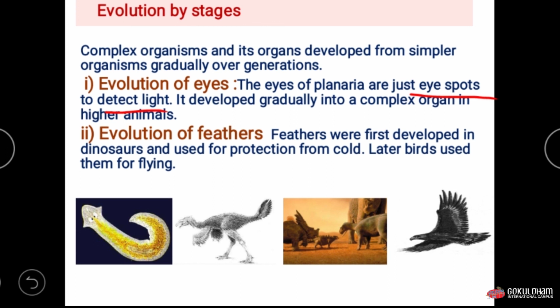We can see the higher animals having well developed eyes, and certain animals can also sense and see infrared and visible light, whereas planaria can only detect the light, which evolved later gradually, generation by generation, into the complex organ in higher animals. Evolution of feather.